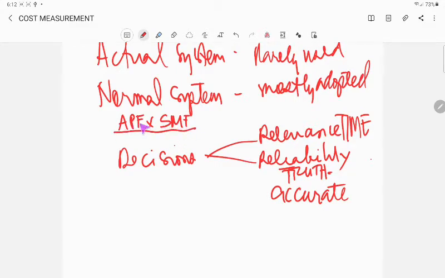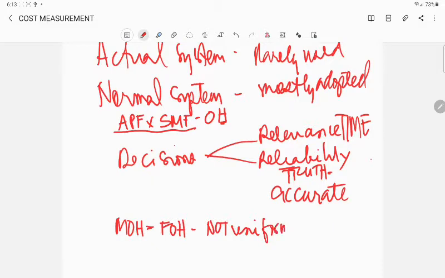And where do we use this? Only for overhead, because your materials and labor are actual. Why is it overhead? Overhead, head, sakit ng ulo. Why is manufacturing overhead a headache? Because we know that most manufacturing overhead or most factory overhead are not uniformly incurred throughout the year.